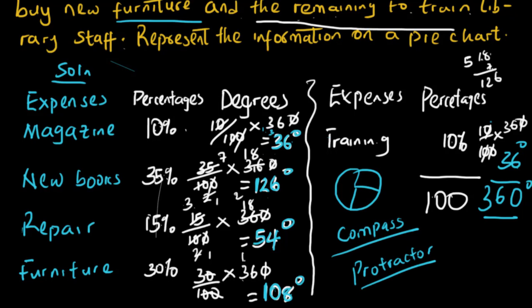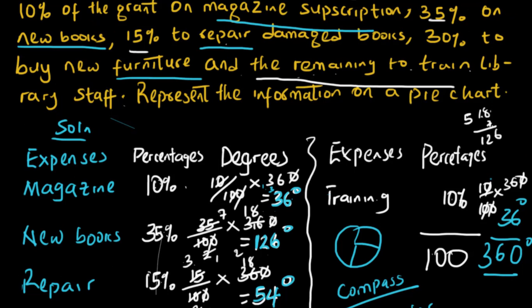Do you understand? So you must be able to measure all these degrees using a protractor. Does that make sense? Now before I end this video, I would like to teach you how to convert from percentages to degrees and degrees to percentages when you are given a pie chart. Can we do that?